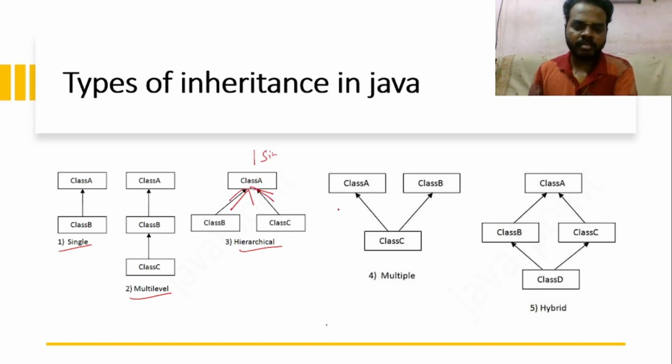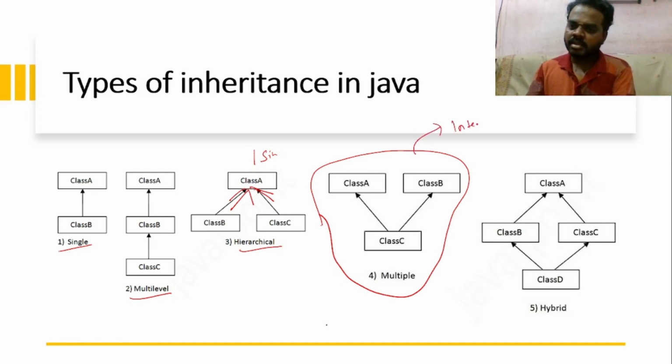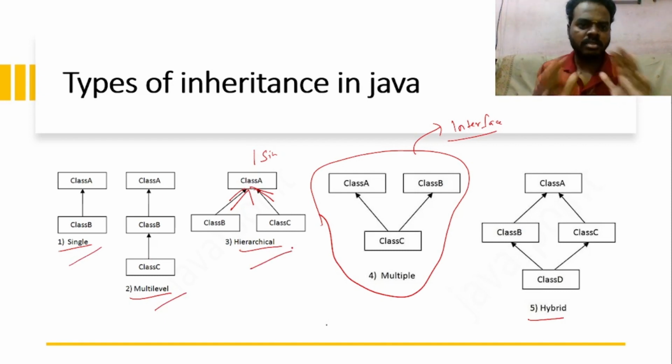The next thing is multiple inheritance. This multiple inheritance is not available in Java. If you want to use multiple inheritance, we can resolve it with the help of an interface. We will see interfaces in a separate session. The next thing is hybrid inheritance. This hybrid is a combination of both multiple and multi-level inheritance. Java supports only three types of inheritance: single inheritance, multi-level inheritance, and hierarchical inheritance. This is all about the types of inheritance in Java.